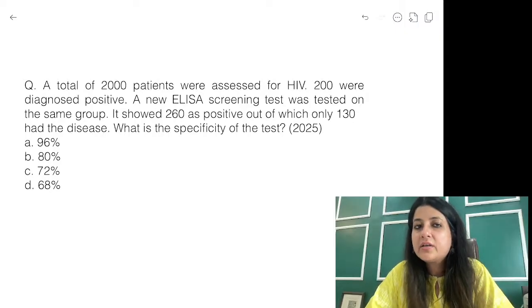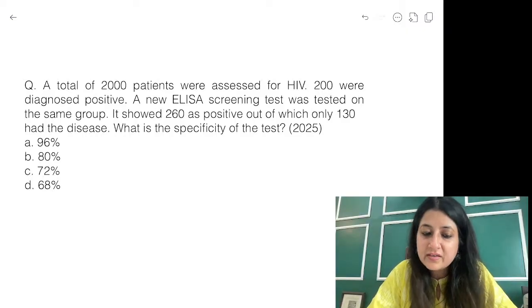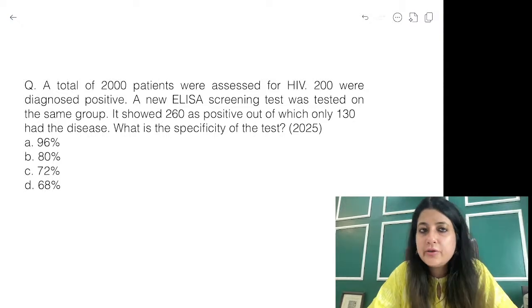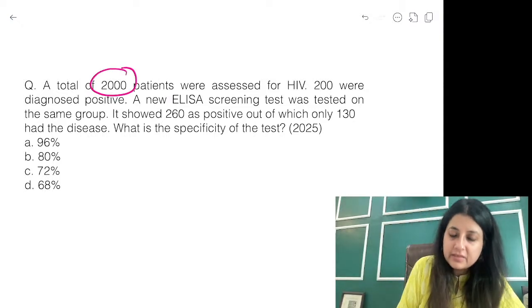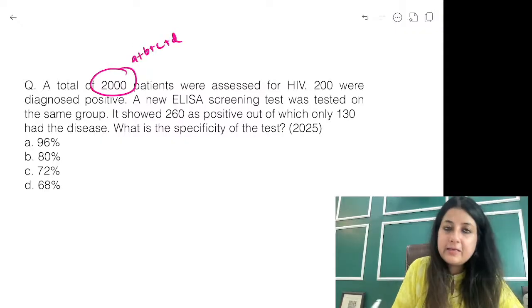What is 200, what is 2000? Then I do an ELISA and I see that 260 came out positive, out of which 130 had the disease. How are you going to calculate? Now what is this 2000? It's the total population, A plus B plus C plus D.